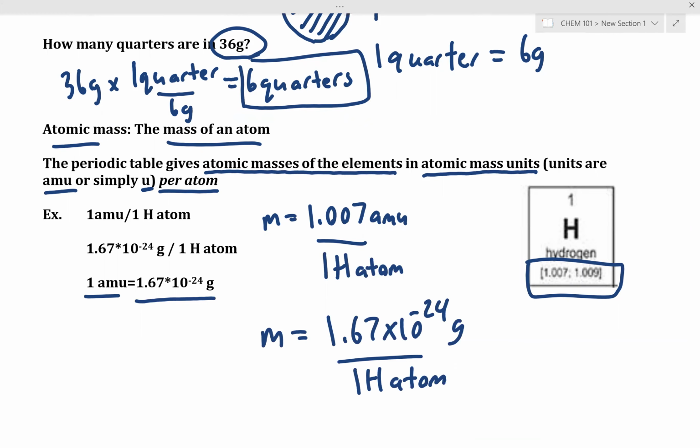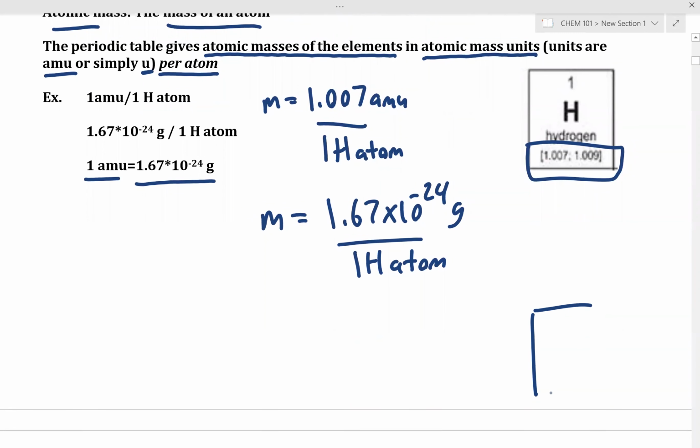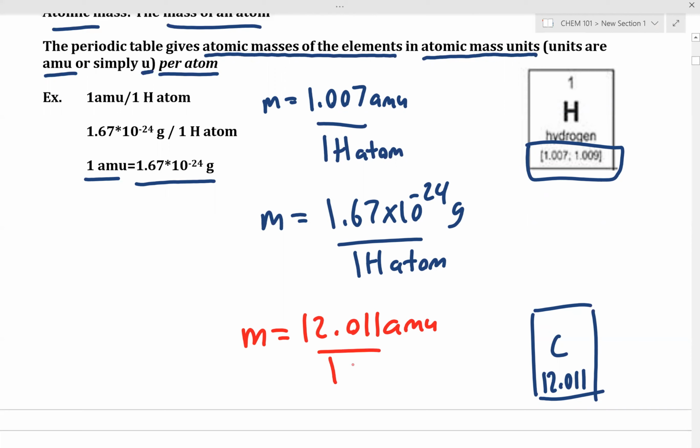So for example, and this is a wonderful lead in here, if we are looking at carbon, which is 12.011, let's write out what the mass would be for carbon. What would the atomic mass for carbon be in AMU per atom? 12. Yeah, we just read off this number. It's 12.011 AMU per one carbon atom.